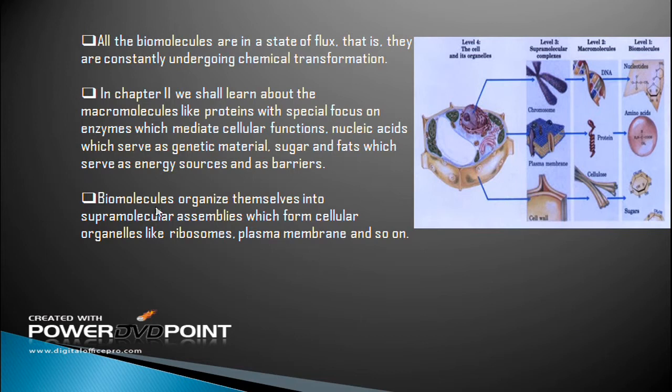Biomolecules organize themselves into supramolecular assemblies which form cellular organelles like ribosomes, plasma membrane and so on. Here you can see nucleotides are forming DNA and DNA is forming chromosomes. Likewise, amino acids are forming proteins which are found in the plasma membranes, and these are the sugars which are forming the cellulose fibrils which are found in the cell wall of the cell.